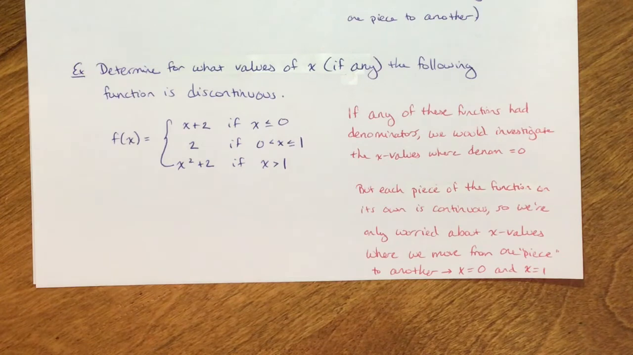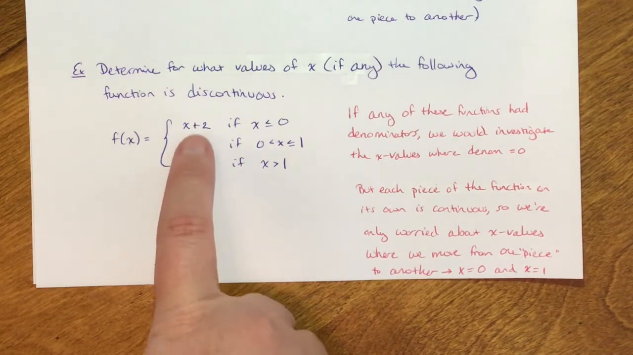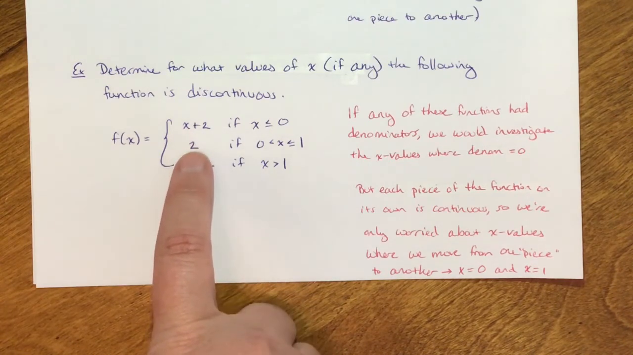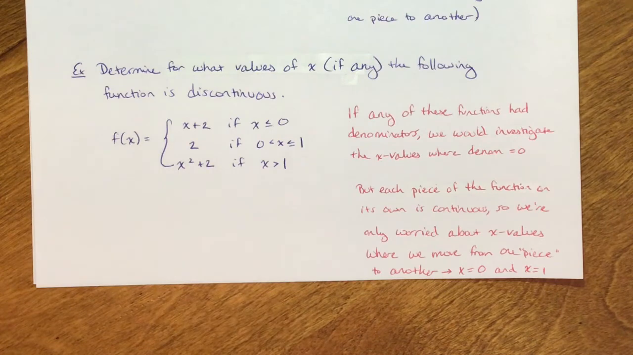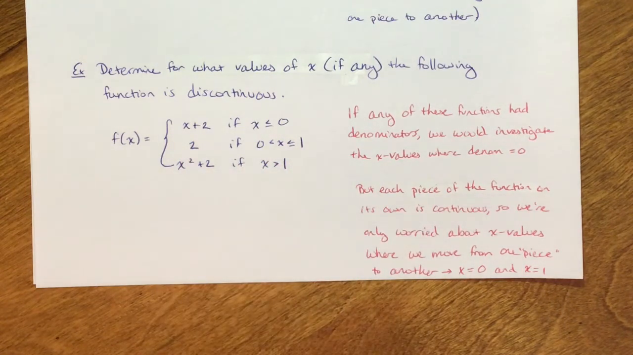So the first thing I want to check is, do any of these three parts on their own have a point of discontinuity? So I'm thinking, is there a denominator for any of these that could go to 0? Nope, we're okay on that check. So each of those three functions on their own are continuous everywhere.